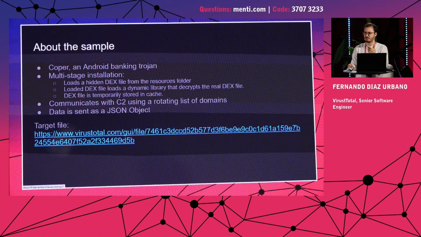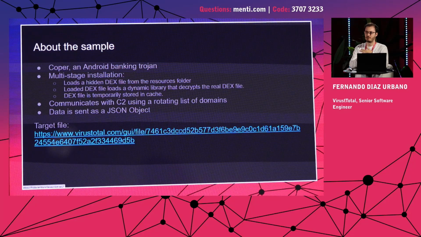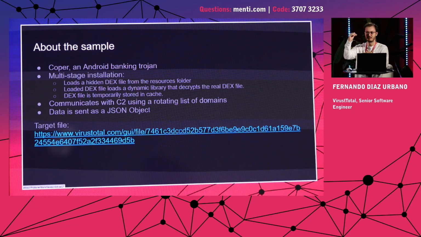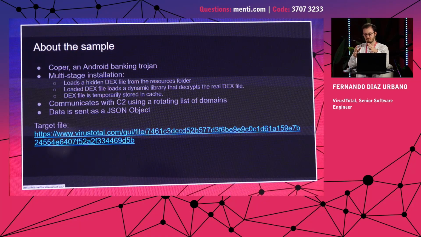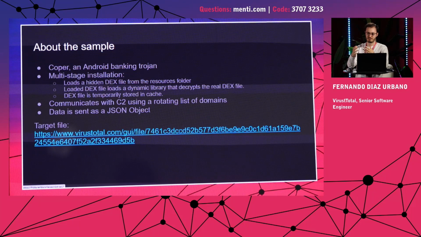Some more interesting things: the data to the command and control is sent as a JSON object, and it uses a rotated list of domains. So if one of the domains doesn't work, it's going to try to use the next one. Our first objective is to manage to get the rotating list of domains and the information that it's sending automatically.